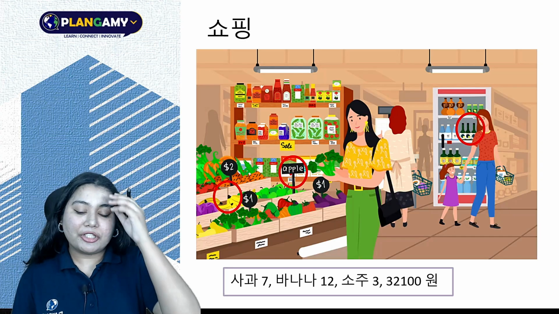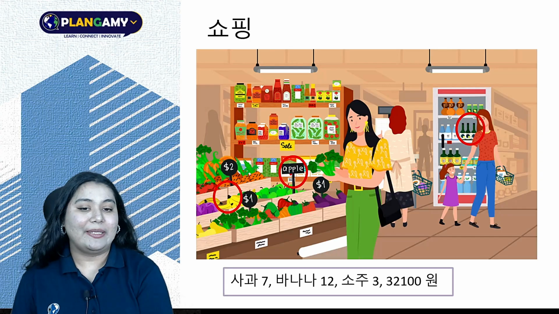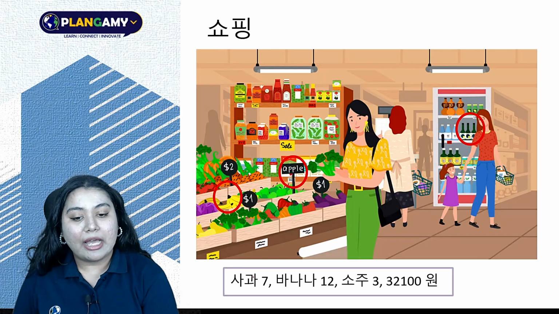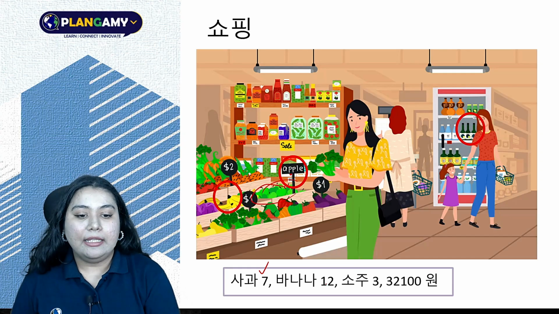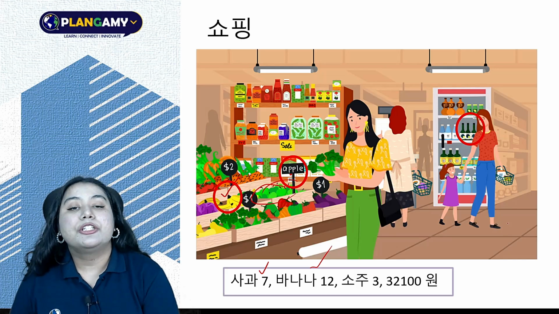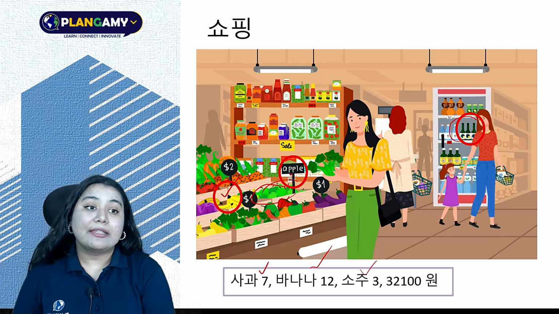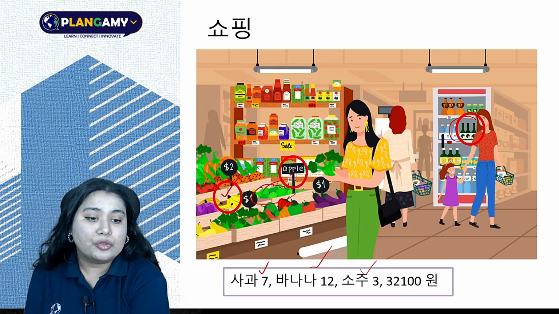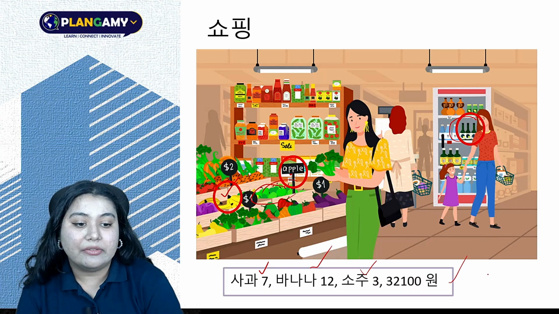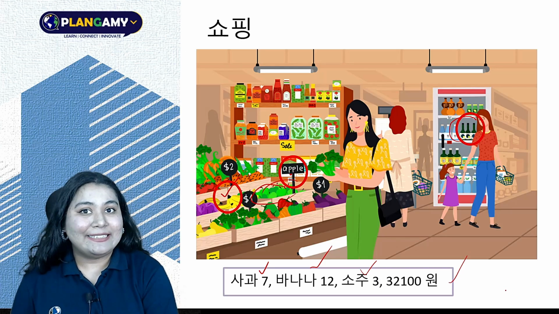Shopping. Now we'll see about shopping. So this person is shopping. You can buy various things when you're shopping, right? So here specifically we have 사과, 7 사과. Then banana, 12 bananas. And then lastly we have soju, kept in the freezer. 3 soju. And then the total is given. 32,101. Right? Let's see.